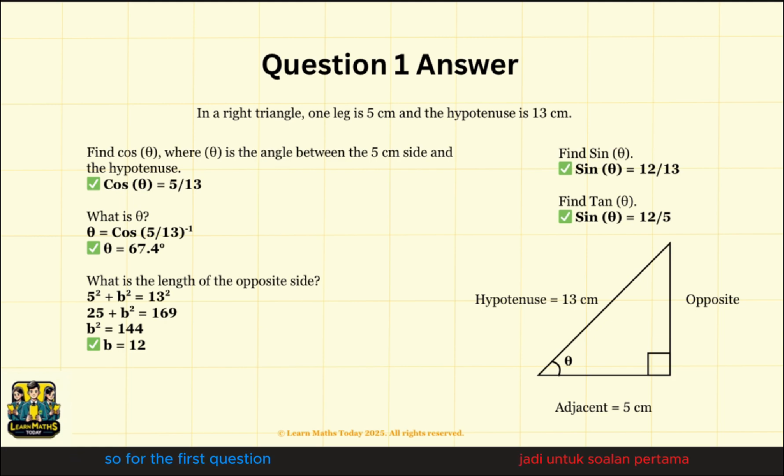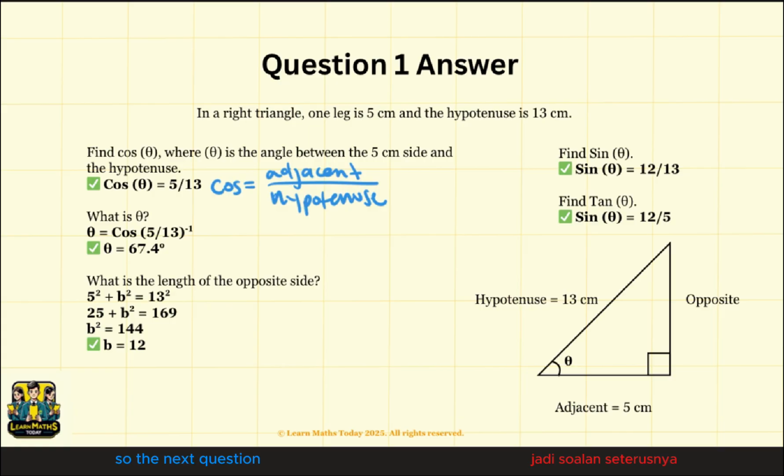So for the first question, I asked you to find the value of just cosine of theta for a triangle with a hypotenuse of 13 centimeters and an adjacent of 5 centimeters. And to do that, you really just plug them into the equation. Cosine is equal to the adjacent over the hypotenuse, which would give you 5 over 13.